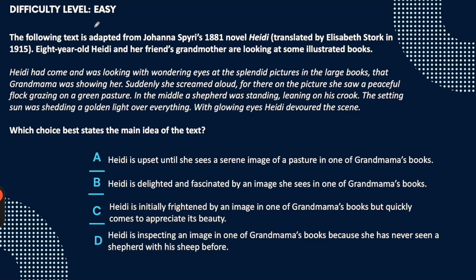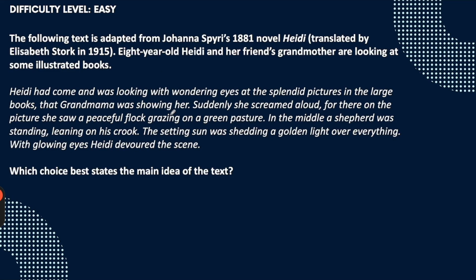Okay, so we have the first question on central idea. The difficulty level of this question is easy. Now, the first step is always the same, that is read the question stem. Now you know you're dealing with a central idea question type looking at this phrase main idea. The second step is we will be reading the text.